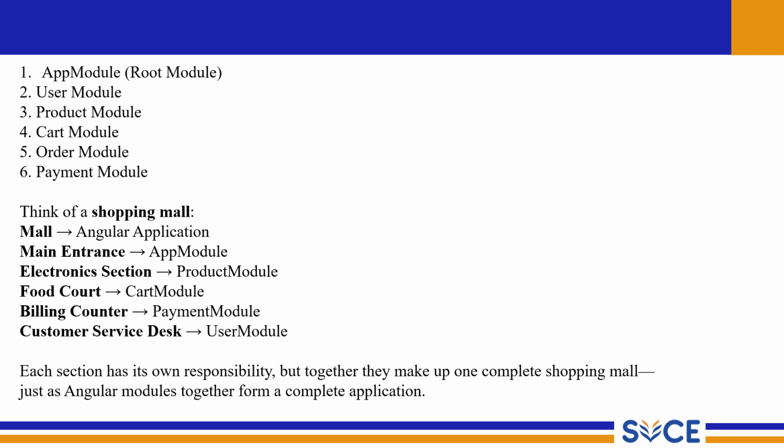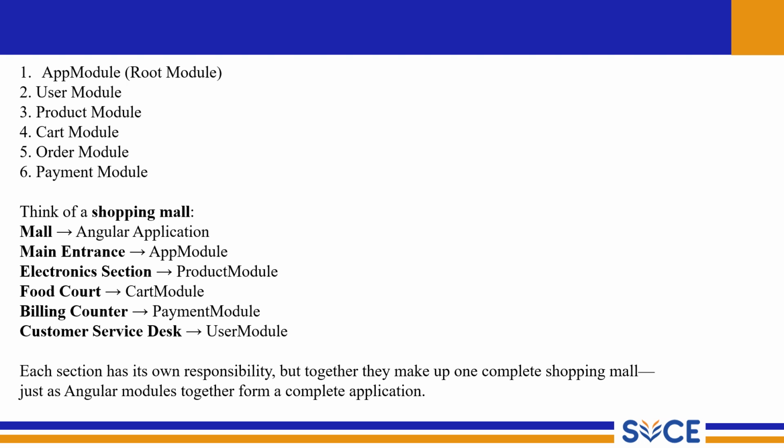So like the main entrance of the shopping mall where every customer enters before visiting different sections. Second one is user module. It contains login, registration, forget password and then user profile. In real time, it handles all the user account related activities. And then product module. It contains product list, product details, categories and then product search. In real time, it displays all the products available for purchase.